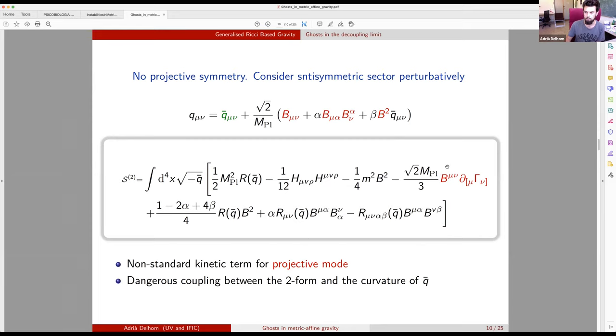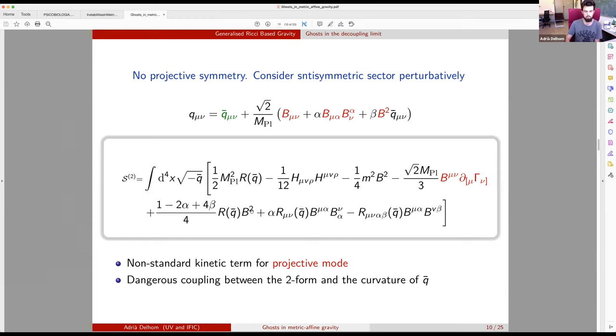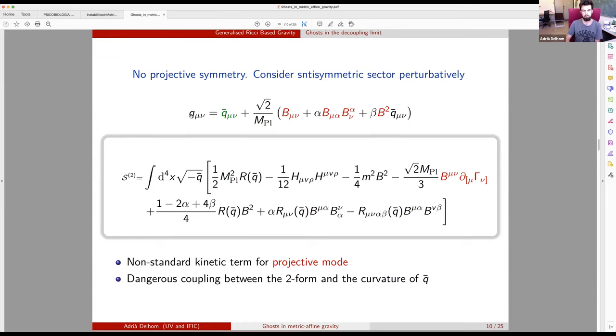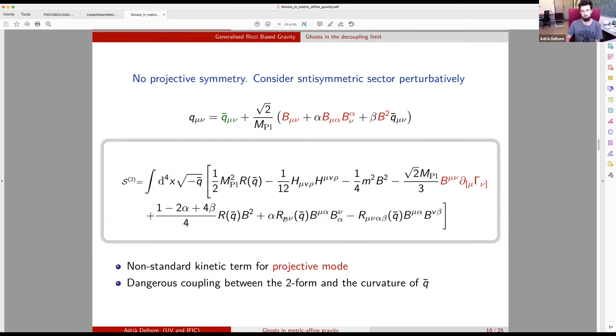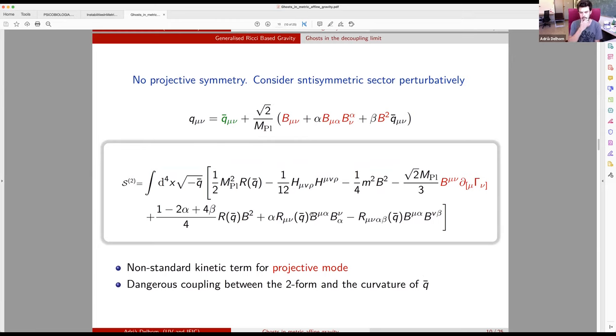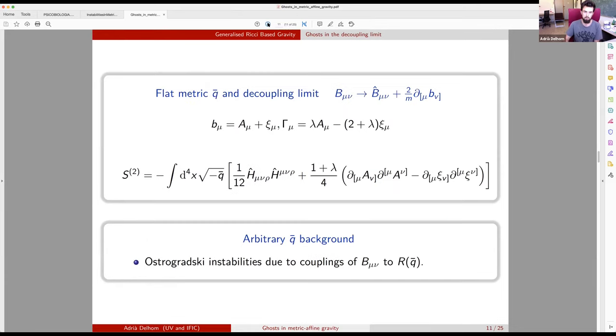And its kinetic term is a non-standard one because it couples only through the antisymmetric piece of the metric, okay? So this non-standard kinetic term is going to give us problems, but there are also dangerous couplings between these two forms, representing the antisymmetric part of the Einstein frame metric and the curvature of the symmetric Einstein frame metric. And these couplings, unless they satisfy some particular relations among their coefficients, are known to be in general pathologic.